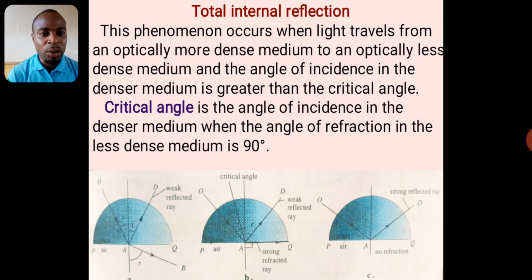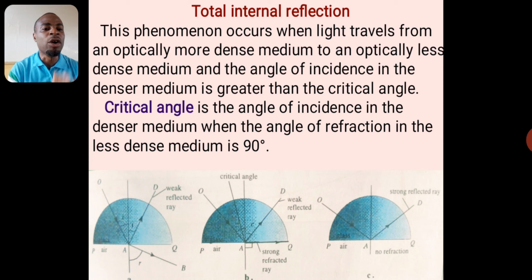But now, our main concern there is that critical angle. Definition there, that it is the angle of incidence in the denser medium when the angle of refraction in the less dense medium is 90 degrees. You can see that what you have in the second diagram is the critical angle, because now we have increased the incident ray in such a way that the refracted ray is lying parallel to the plane surface.